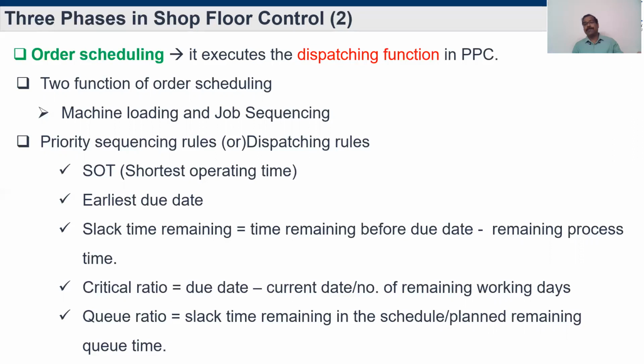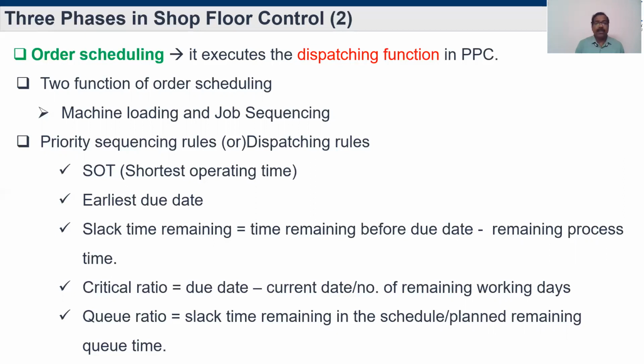Then earliest due date. Some components may be needed later this week or later this month, but some components are needed immediately, maybe in 2 or 3 hours, or within this week. For that particular component, the vendor or customer needs their product immediately. In that sense, earliest due date will apply. So we have to prepare a list of the components having the earliest due date.